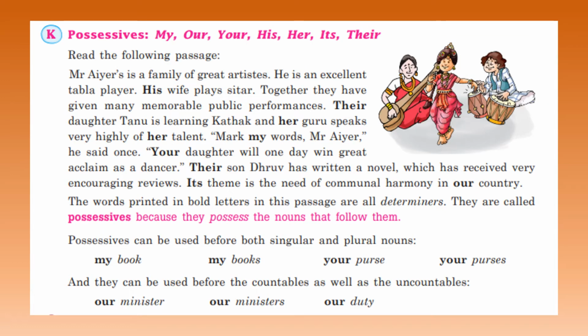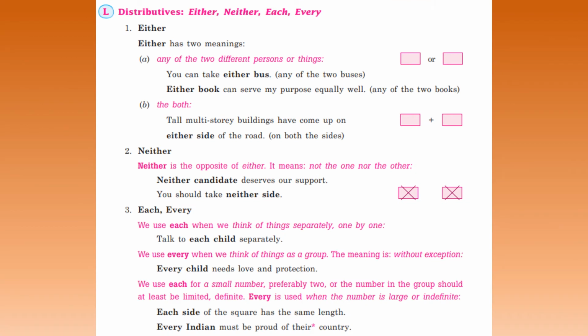Now let's see the possessives. My, our, your, his, her, its, their. They all are possessives. So children, possessives can be used before both singular and plural nouns, like my book, my books, your purse, your purses, and they can be used before the countables as well as the uncountables, like our minister, our ministers, our duty, etc.